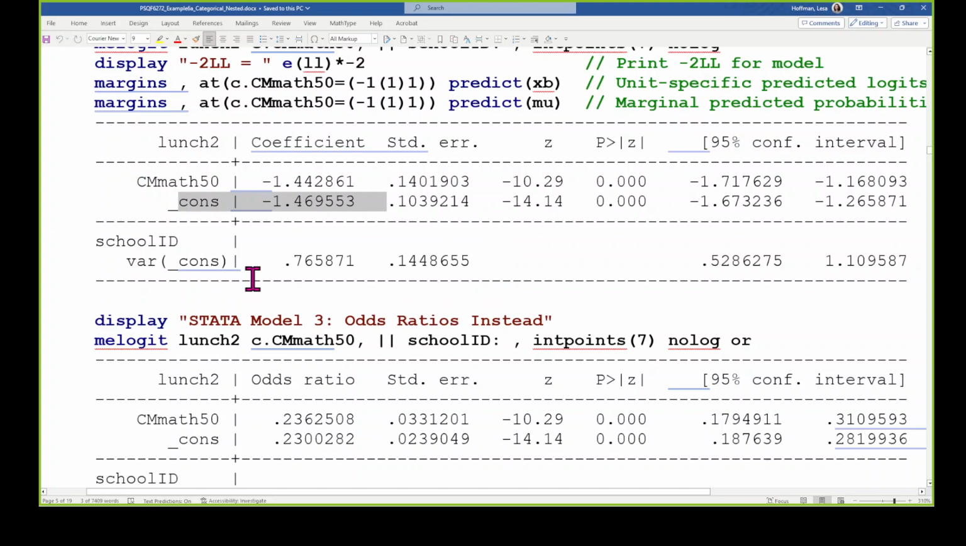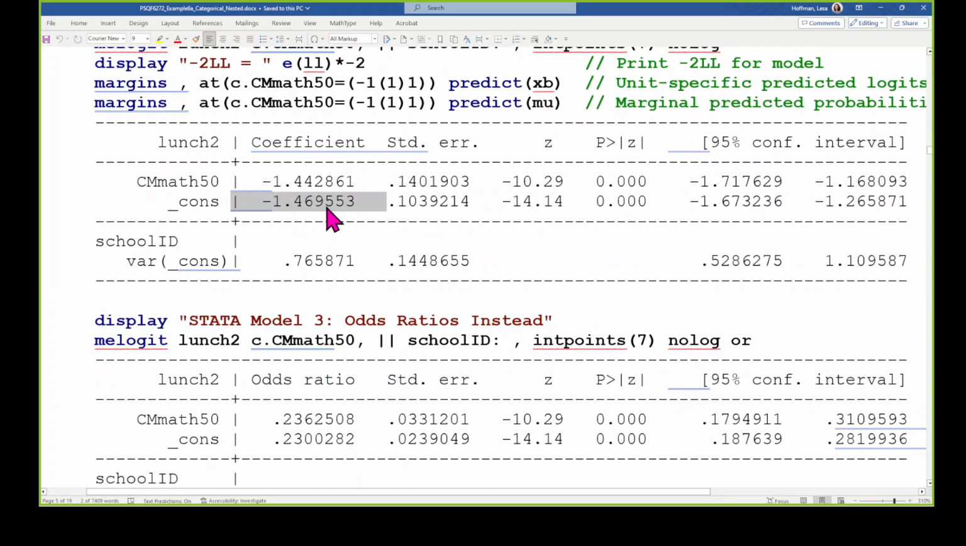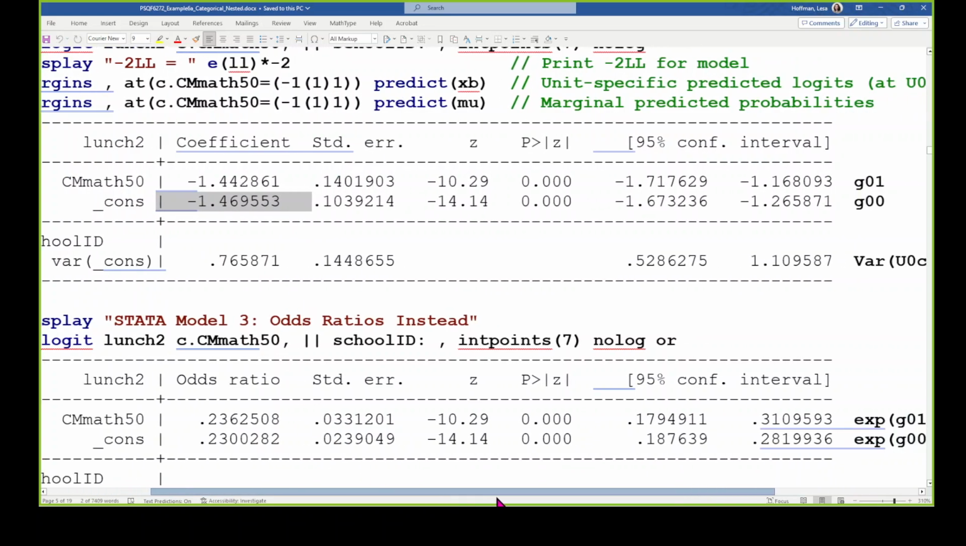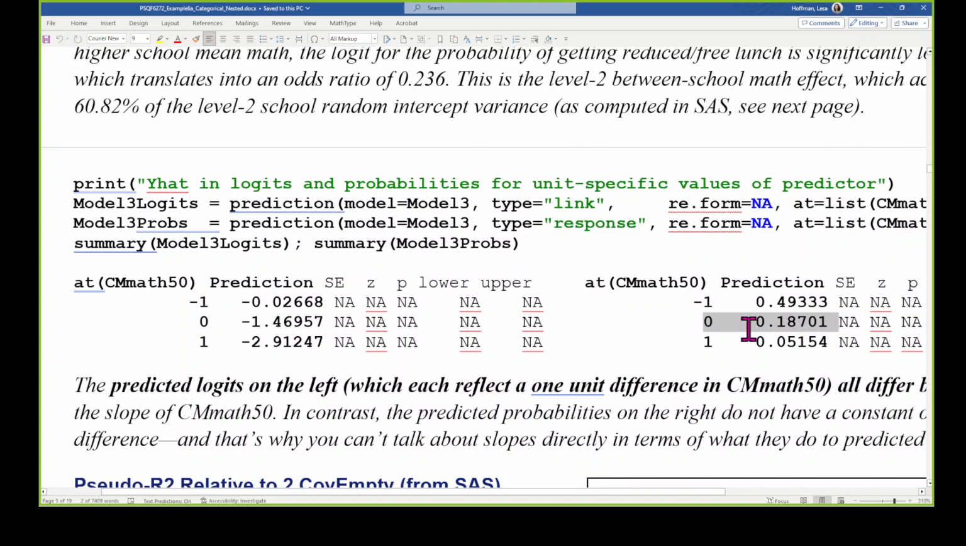So this is an intercept. This is the logit of the probability of getting free lunch for a reference school, because right now there's no person predictors in the model. To figure out what that would be, we have to take that number and convert it into a probability. So e to the logit over 1 plus e to the logit is how you get the probability, the inverse link. So minus 1.47 in logits corresponds to a probability of 0.187. So not a high probability of getting free lunch if you go to a school whose math is 50 and whose random intercept is 0.